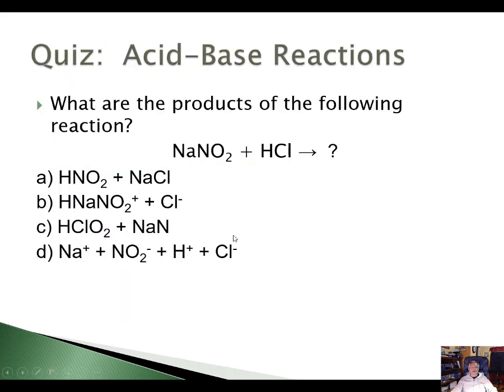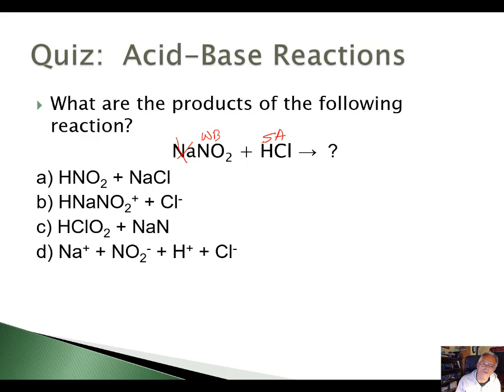Okay, so here's a quiz. The quiz is for this acid-base reaction, and I'm just going to go ahead and show you how to do this. We don't worry about the sodium cation. Go back and review the section on salts. This is nitrite, and nitrite is the conjugate base of a weak acid, so it's a weak base. This is a strong acid. This reaction has a big K. It's going all the way.